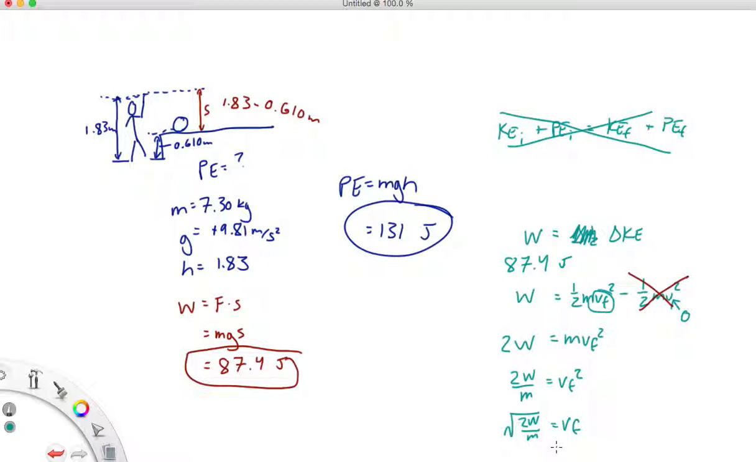So if you do that, I really hope you're going to get 4.89 meters per second. I hope you get that as an answer.